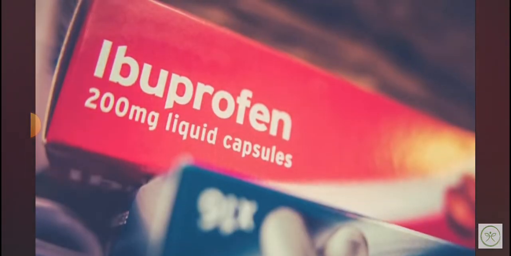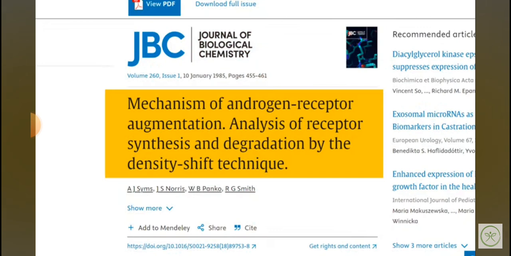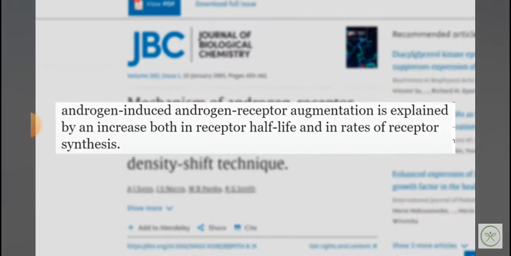Keeping androgen high is also important for the androgen receptors. Now let's have a look at what keeps these androgen receptors working sufficiently and optimally. So this study is titled Mechanism of Androgen Receptor Augmentation, Analysis of Receptor Synthesis and Degradation by the Density Shift Technique. Now the authors of this study noted that androgen-induced androgen receptor augmentation is explained by an increase both in receptor half-life and in rates of receptor synthesis.